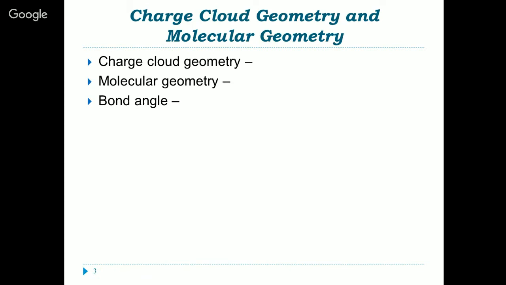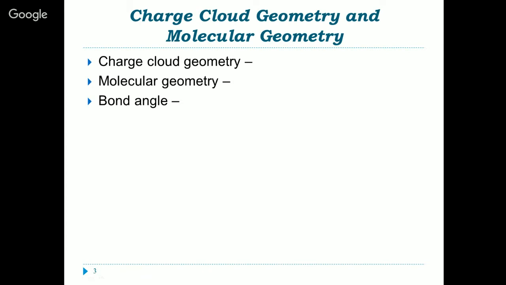So on the sheets that I gave you, on those shape sheets, I said we're not going to really worry about the charge cloud geometry. That's just looking at, for example, if you have 2 pairs of electrons, whether they are bonded or non-bonded, we would say it's linear. If we have 3 pairs, it's trigonal planar. If we have 4, it's tetrahedral. So those types of things just tell us the arrangement of all of the electrons, whether they're bonded or lone pairs. But what we care about is the actual shape, or the molecular geometry, which just really takes into account the atoms that are present.